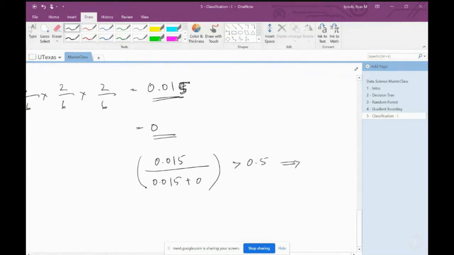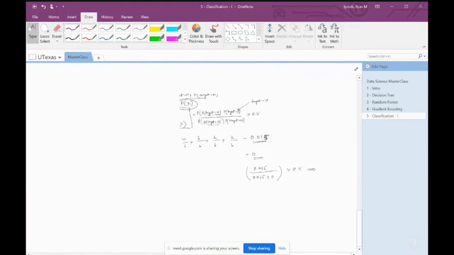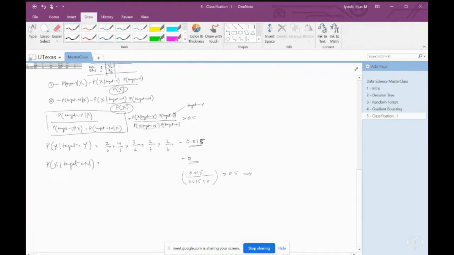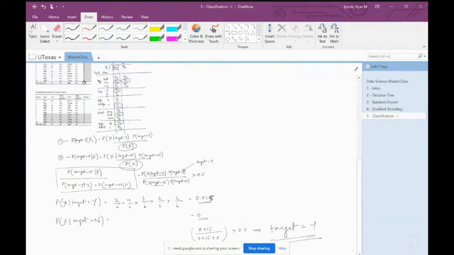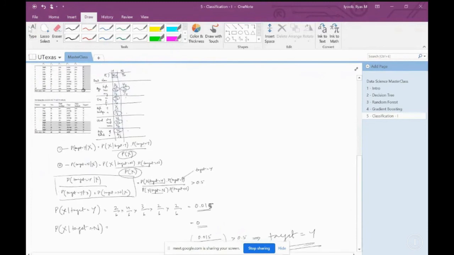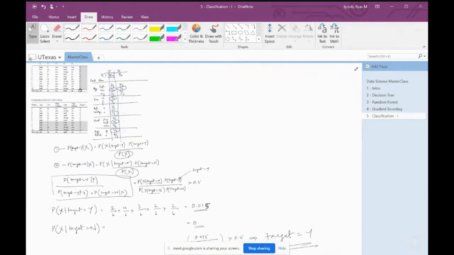So we say that the person, in this case, has a likelihood that they have the disease. Okay. So we're saying that target equals y. Okay, this is the prediction. So hopefully that gives you an idea of what is happening behind the scenes. It is a purely probabilistic model.